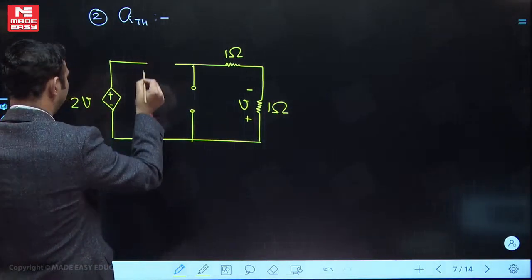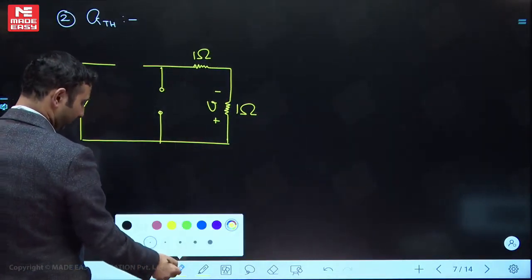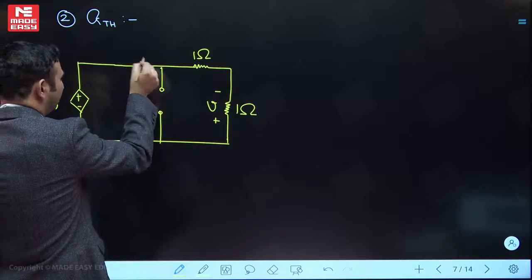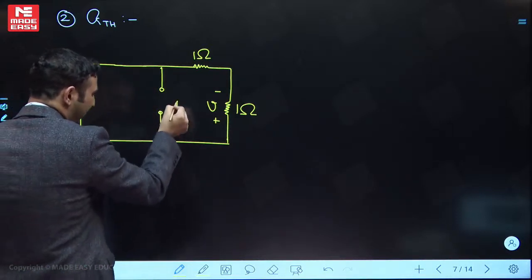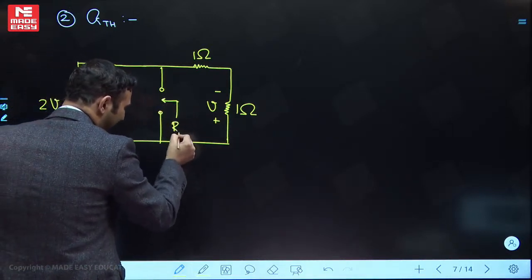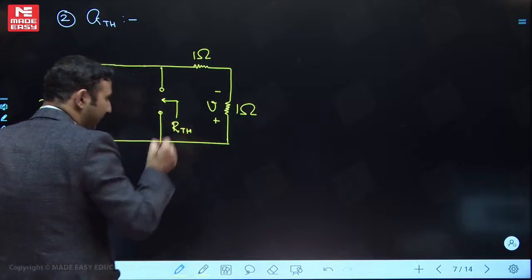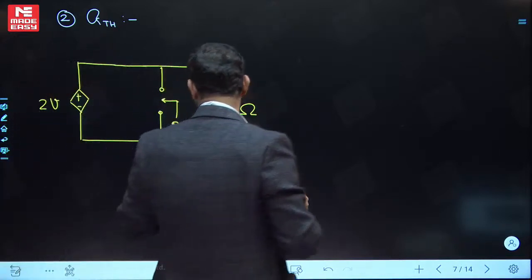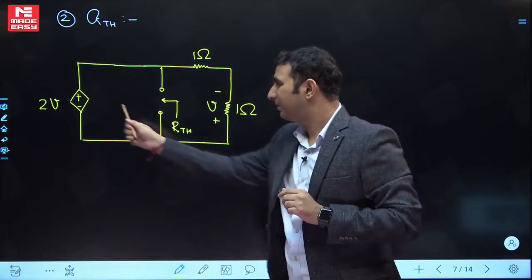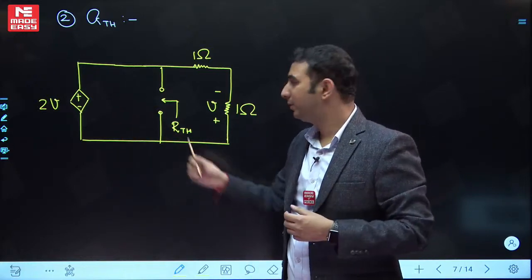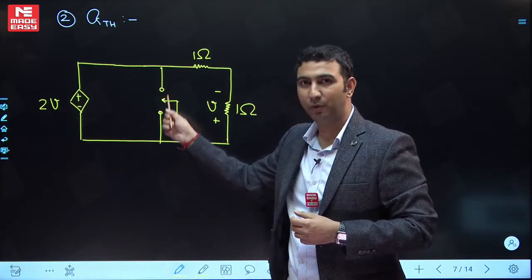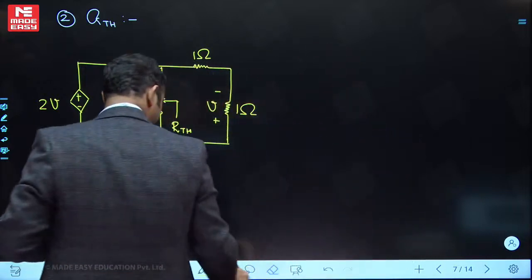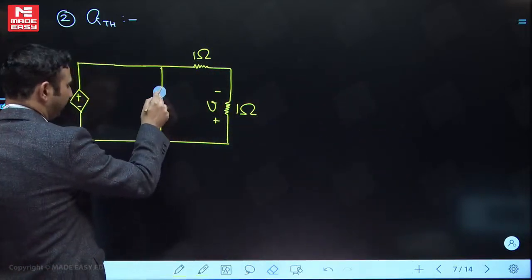So I have replaced it by a short circuit. And from here we will find the equivalent resistance, and that resistance will be RTH. Now, if I have a dependent source in the circuit, what am I going to do? I'm going to connect an excitation over here. So, let's provide the excitation here.